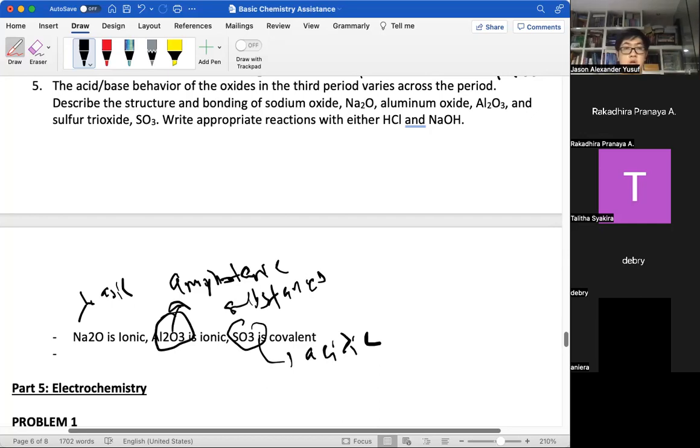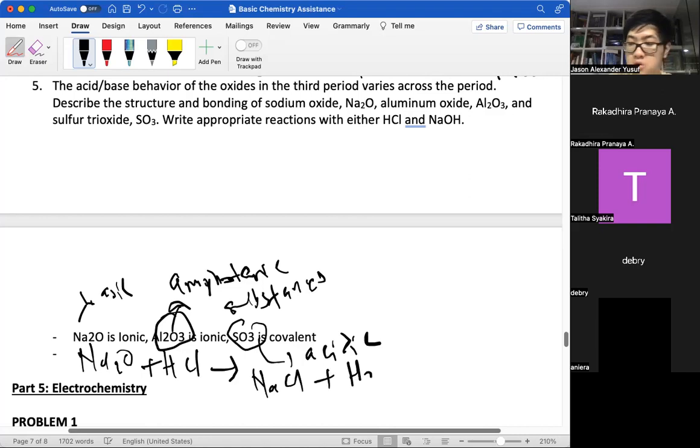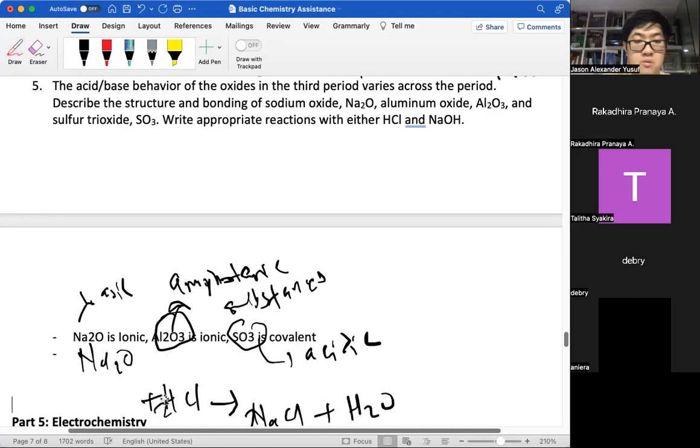And next, we're going to get into the reactions. First of all, we'll focus on Na2O. Because it's basic, we're not going to react it with another base, but instead with an acid like HCl. We're going to get NaCl plus H2O. Okay, so now we're done. Now we're going to move on. It's simple as this.